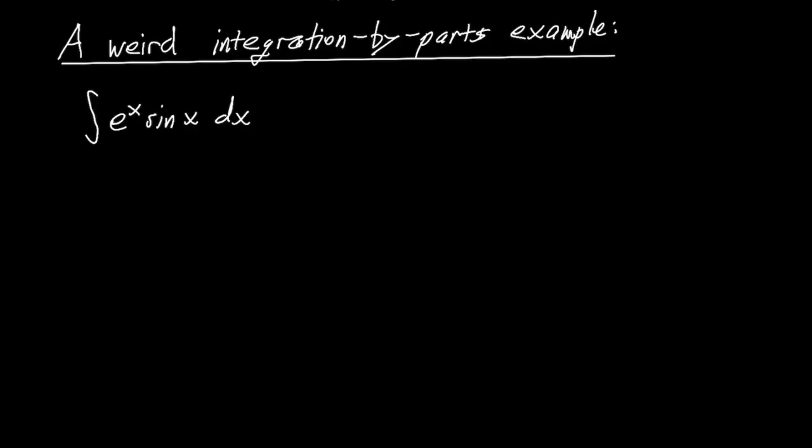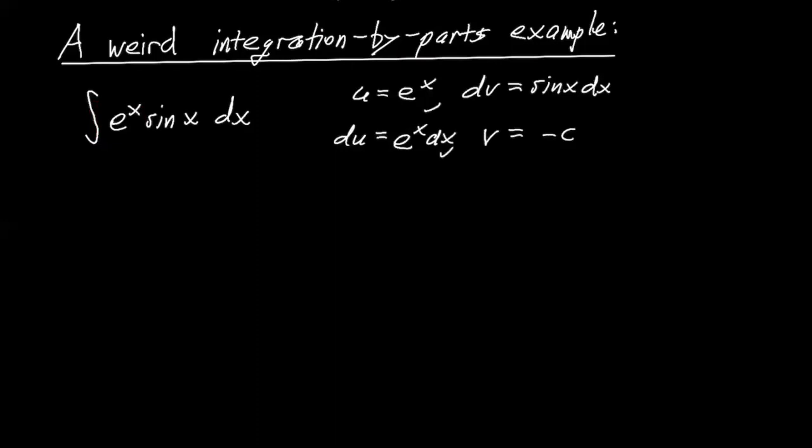It's a product of two different types of functions, an exponential function and a trigonometric function, and that suggests using integration by parts. It turns out it doesn't really matter which one we pick, so let's just do u is e to the x, dv is sine x dx, du is e to the x dx, and then v, the antiderivative of sine, is minus cosine x, right?